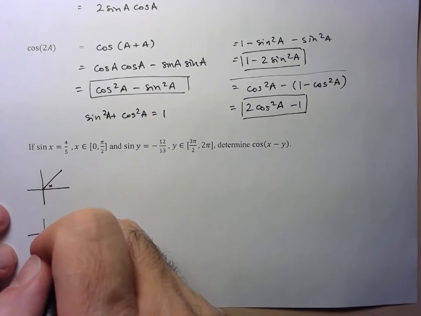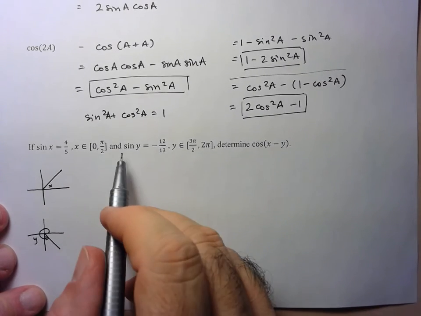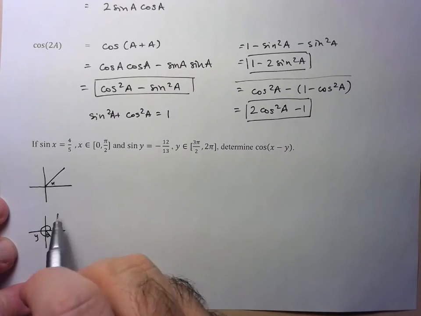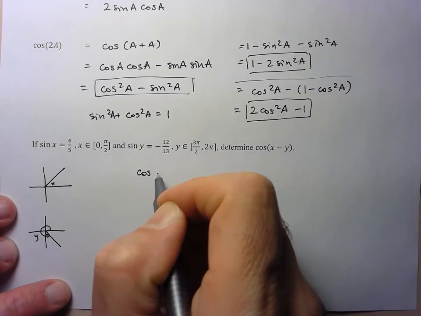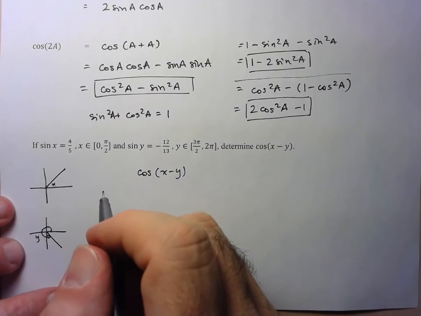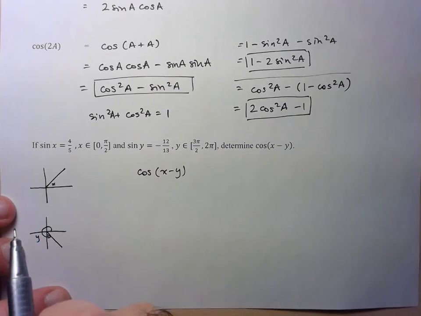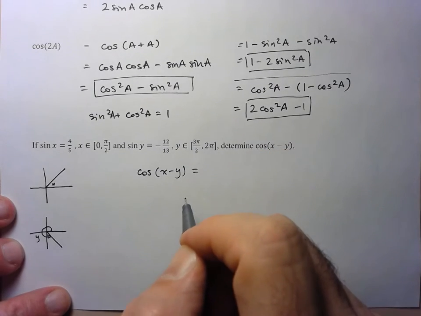And they give me its sine value also. Not surprisingly, it's negative, so it's in the fourth quadrant. And what they want us to do is determine cos of x minus y. Well, all my information is given in terms of x and y individually, so it makes a lot of sense to apply our compound angle formula here.